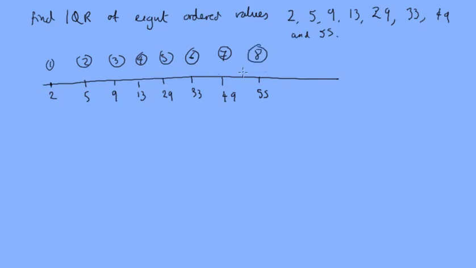So we can see here that there's 8 values, so the median point will be here. So there's 4 on this side, 4 on that side. This is Q2. So in here must be Q1, and in here must be Q3.